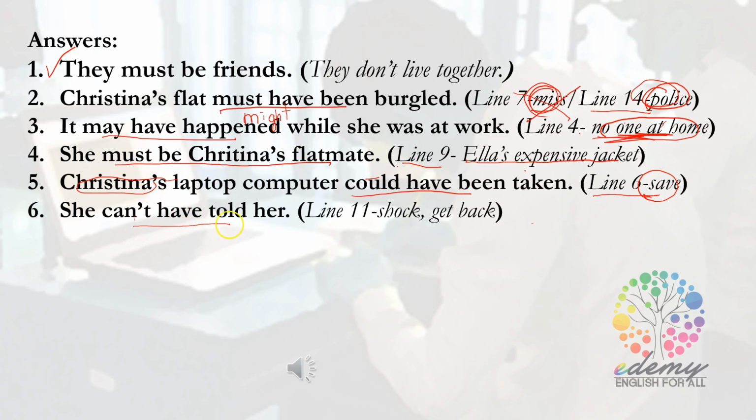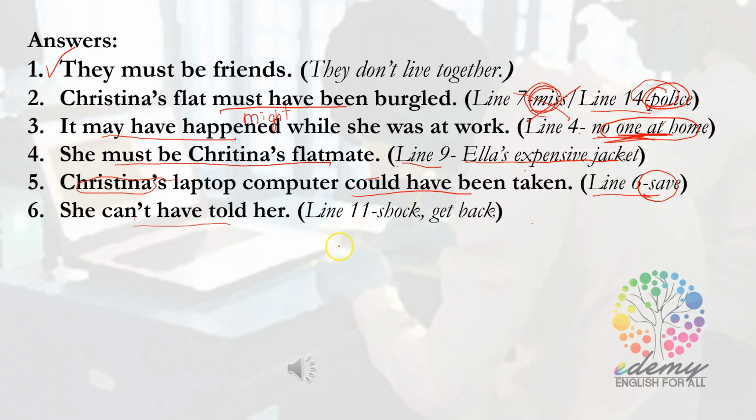Why should this one be the right answer? You look at line number 11, you will see. Rachel mentions that she's going to get a shock when she gets back. So it means that now she hasn't gotten back. It means that she doesn't know everything, right? She doesn't know anything at all. So it means that Christina can't have told her. So the second choice should be the right answer.